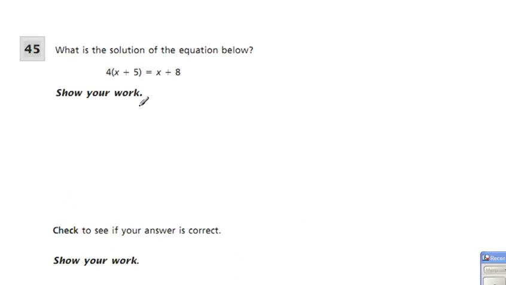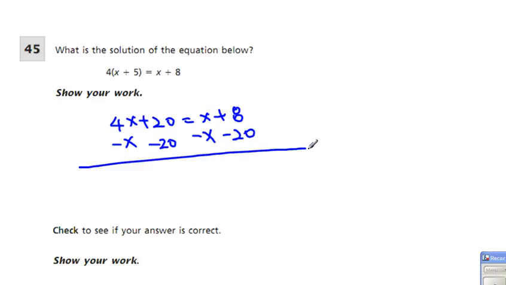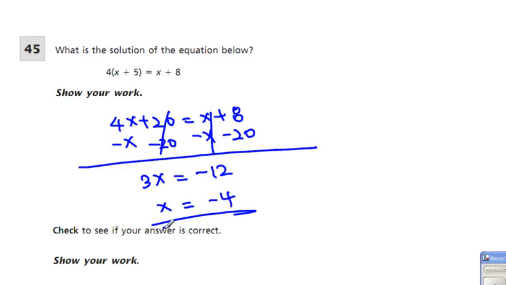Alright, so let's try to look into this one. 4 will be distributing, so 4x plus 20 is equal to x plus 8. Now by subtracting x from both sides and subtracting 20, in that way we get to separate x in the numbers. Chances are we have 3x is equal to -12. Therefore x must be equal to -4.